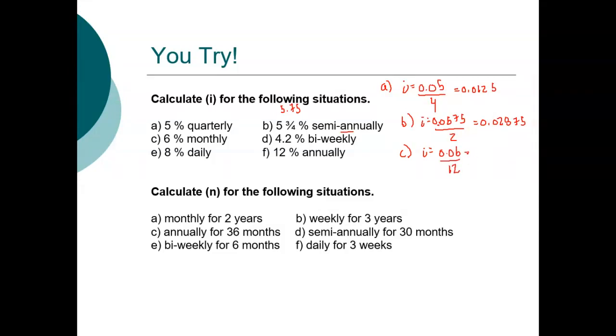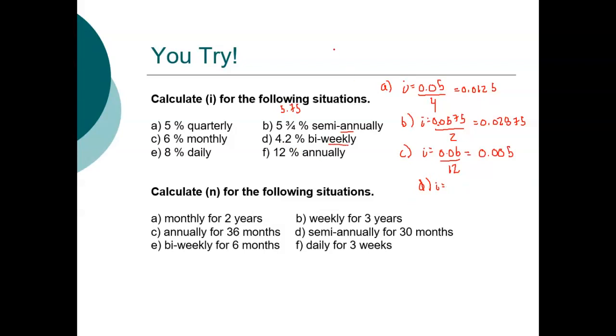For C, we have 6% monthly, so 0.06. Monthly is 12 times, right? So 0.06 divided by 12 gives me a new interest rate, or I, of 0.005.